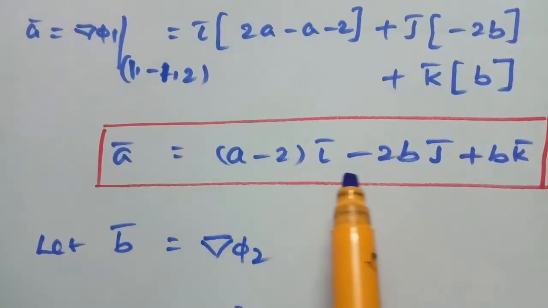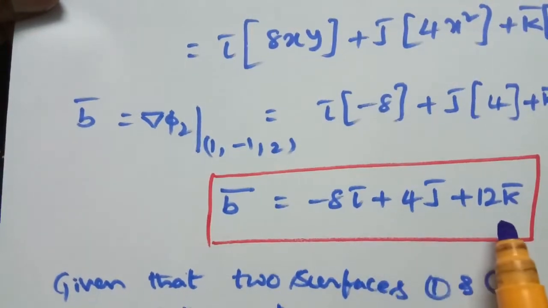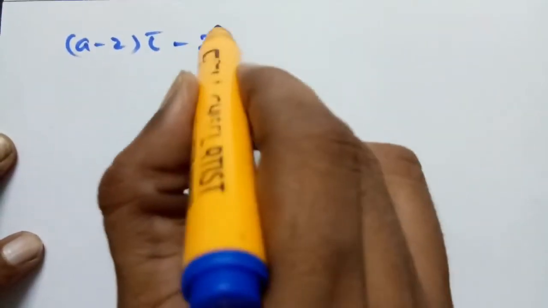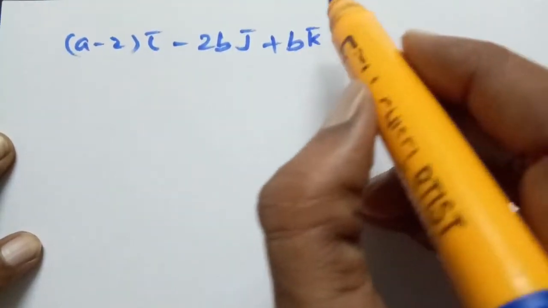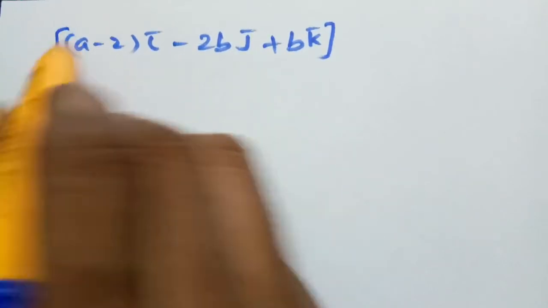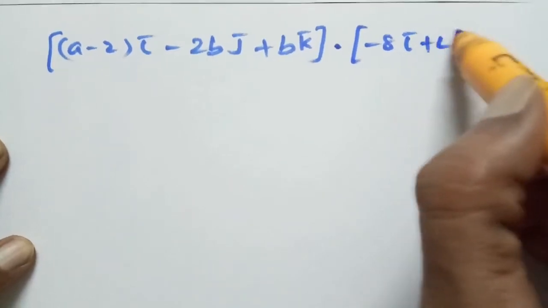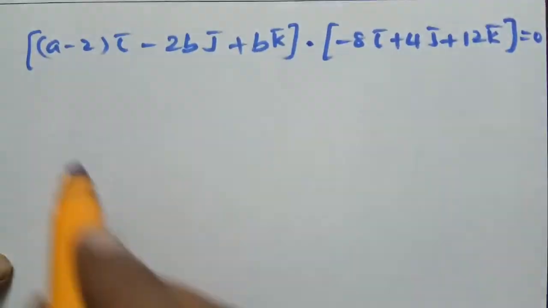Now a bar is (a - 2) i bar minus 2b j bar plus b k bar, and b bar is -8 i bar plus 4 j bar plus 12 k bar. So find its dot product and equate it to 0. Therefore, (a - 2) i bar minus 2b j bar plus b k bar dot -8 i bar plus 4 j bar plus 12 k bar is equal to 0.